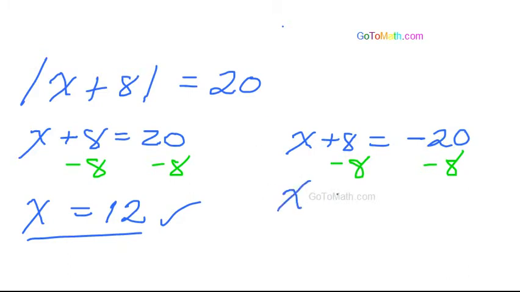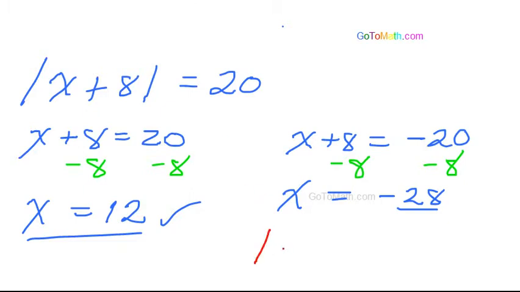And we're left with x is equal to -28. Okay, so we can always check this by taking the -28. Let's just do that right here. And you know what? We're going to use a different color. How's that? We'll use red.